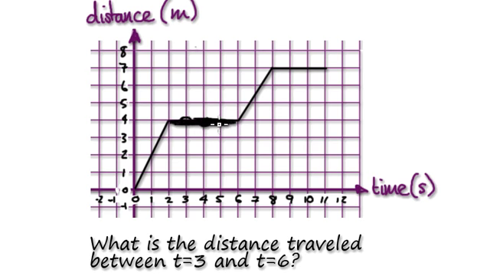If you look along this line here, the car is stationary. It's always 4 meters away from the start. Look, here is 4 meters away from the start, here is 4 meters away, and so on. So what is the distance traveled between here and here? Well, it's 4 meters away from the start here, and 4 meters away from the start here. It's not moving. So the distance traveled is 0. Okay.